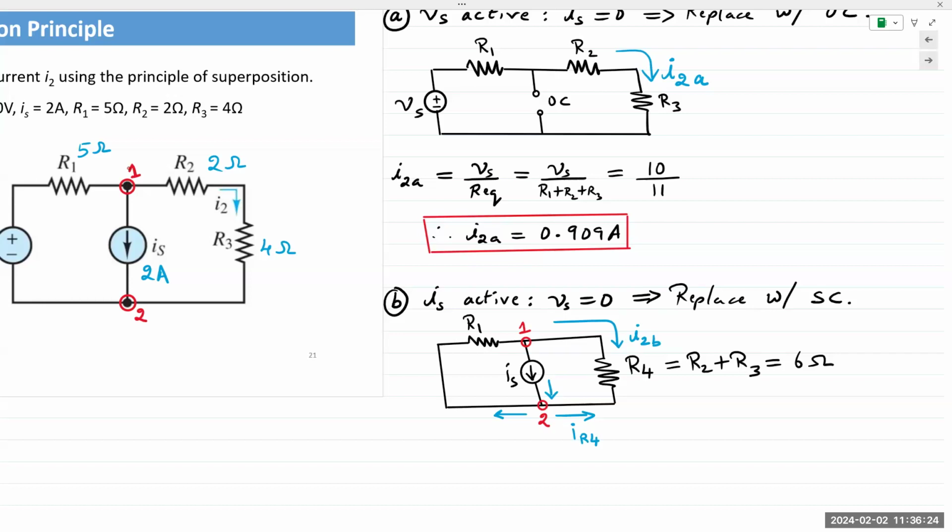What is the relationship between R1 and R4? Yes, indeed, they are in parallel. So we can see R4 is already in parallel with IS just because of the way the circuit schematic is drawn. But now, when the voltage source is reduced to 0, replaced with a short circuit, the other end of R1 is now directly connected to node 2. So R1 is also connected between 1 and 2, current source between 1 and 2, and then R4 also between 1 and 2. All three of them are in parallel.